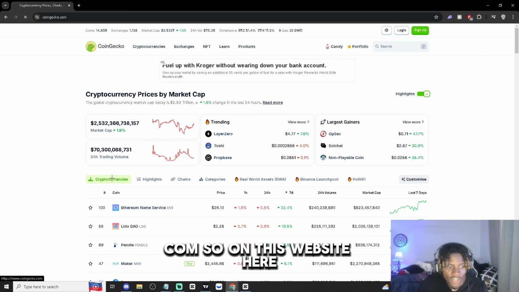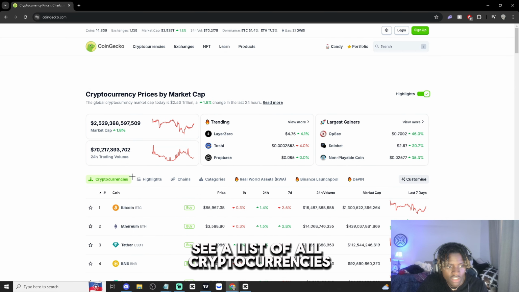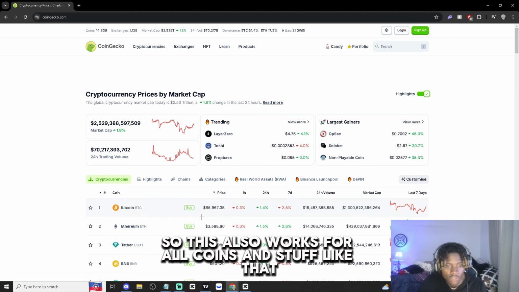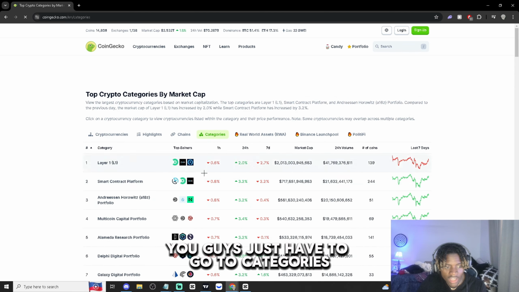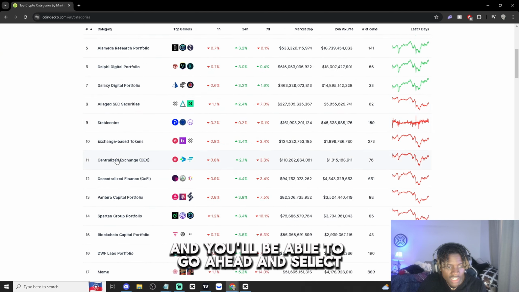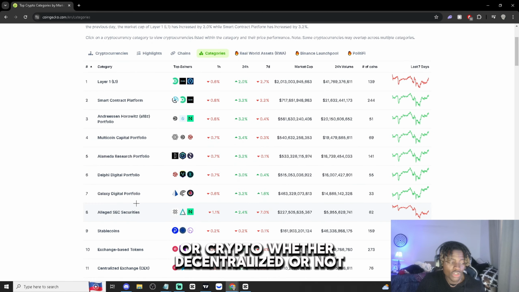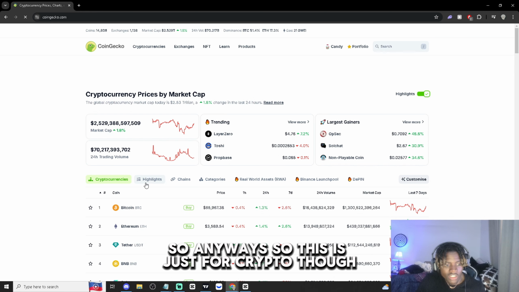On this website, you guys are going to be able to see a list of all cryptocurrencies, along with their market cap, their trading volume, and the largest gainers and what's trending. This also works for altcoins. You just have to go to categories and select the type of coins you want to trade, whether decentralized or not. But anyways, this is just for crypto though.